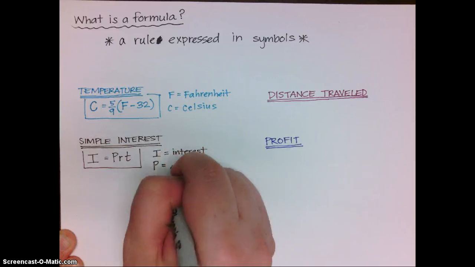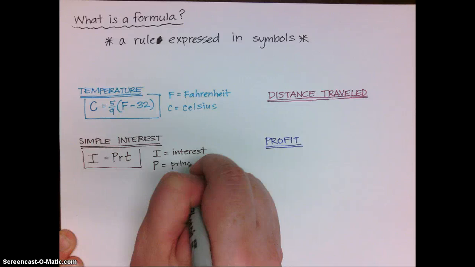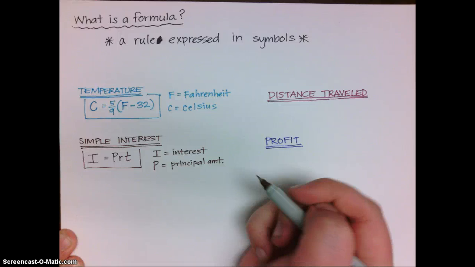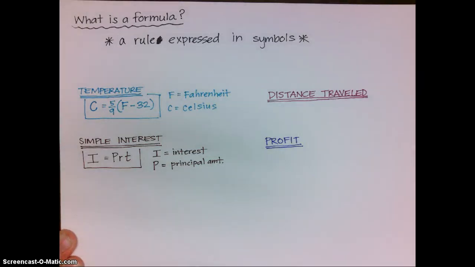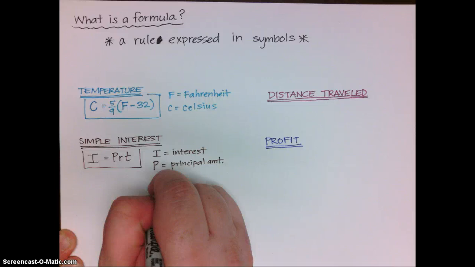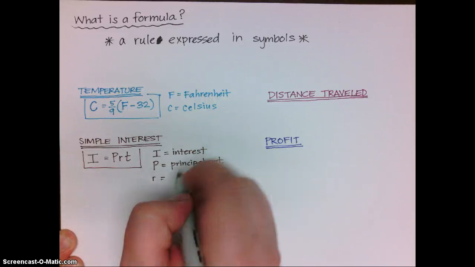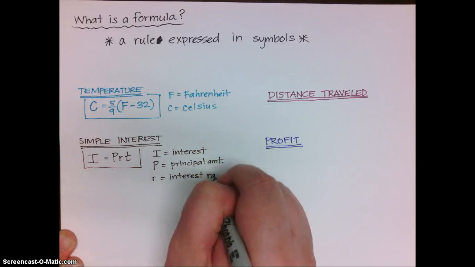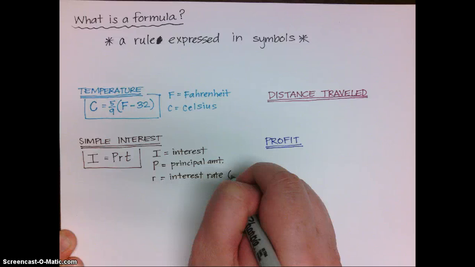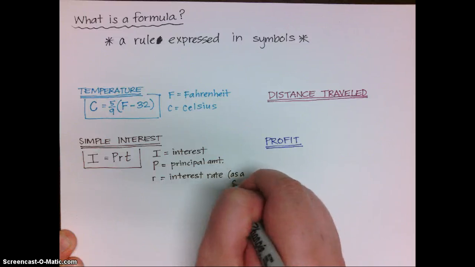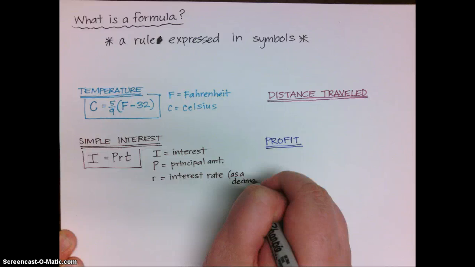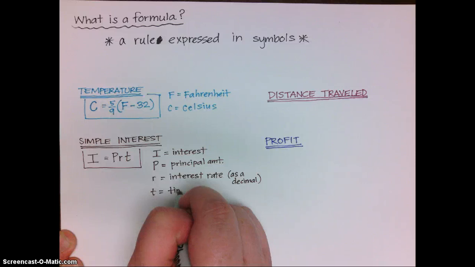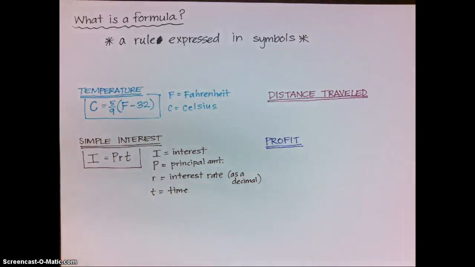Capital P stands for the principal. Okay, the principal amount. So that means how much starting money do you put in your account? That's what's called the principal. R stands for the rate. Okay, it's the interest rate. And normally this is going to be as a decimal. And finally, the T stands for time. So that's a really good formula to have on hand.